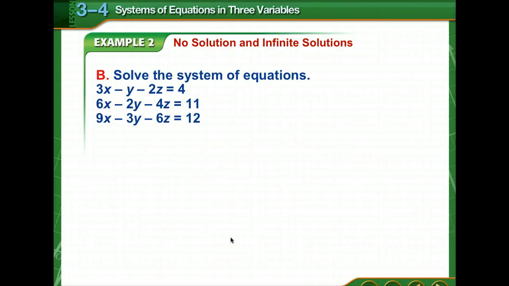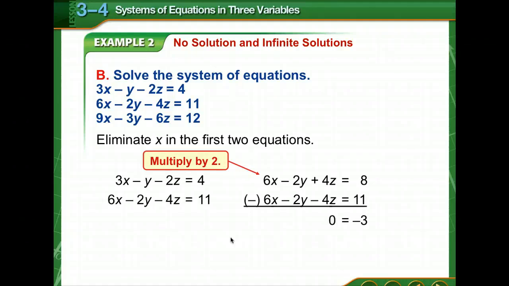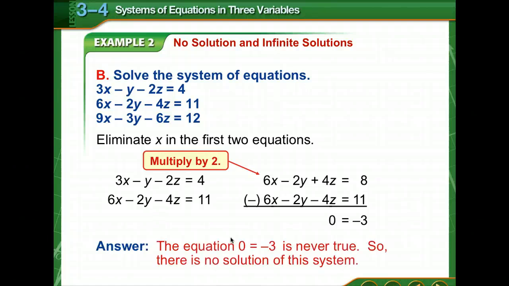Now let's check this one out. We're going to eliminate x in the first two equations, so we're going to multiply the first one by 2. Subtract the second one from it. Z is equal to negative 3. Is z ever equal to negative 3? Never true. So there is no solution to this system.